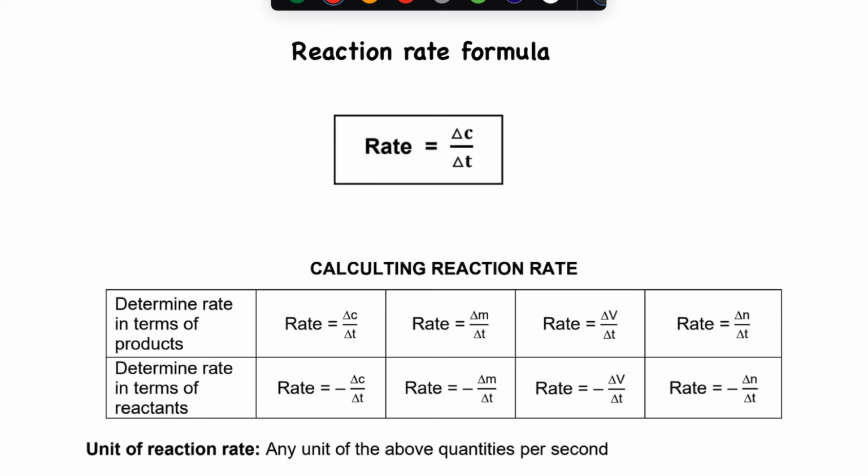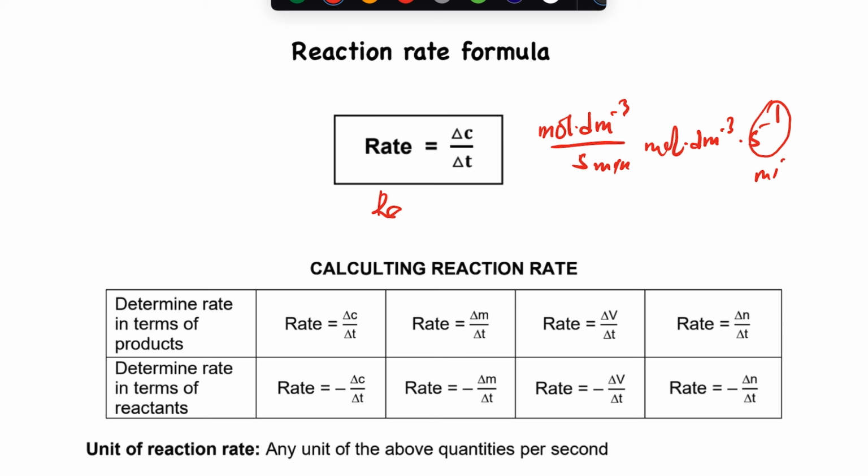Since it's change in concentration over time, that's concentration, so the units will be mole per dm3 divided by time, which, let's say, is seconds. So when you write that, it will be mole per dm3 per second. Sometimes it can be minutes, so you can say per minute.